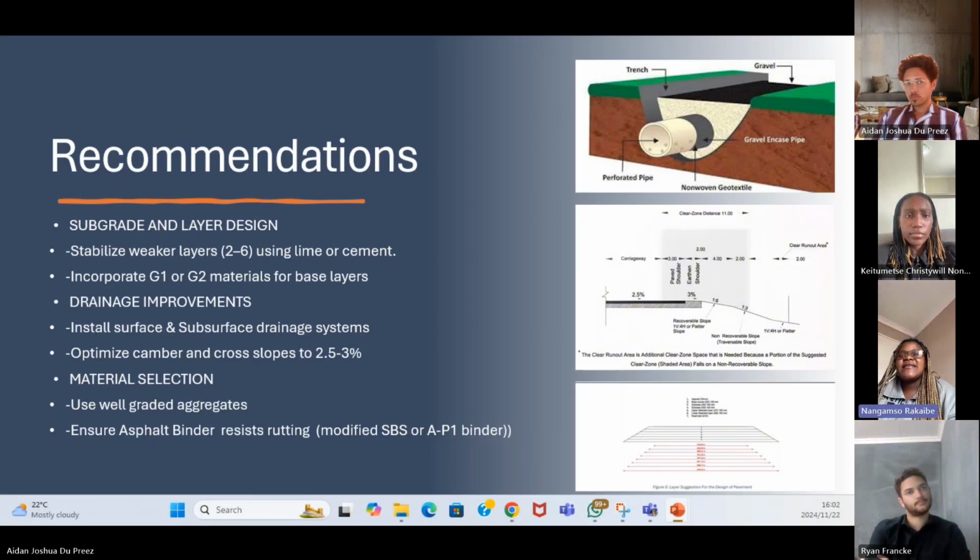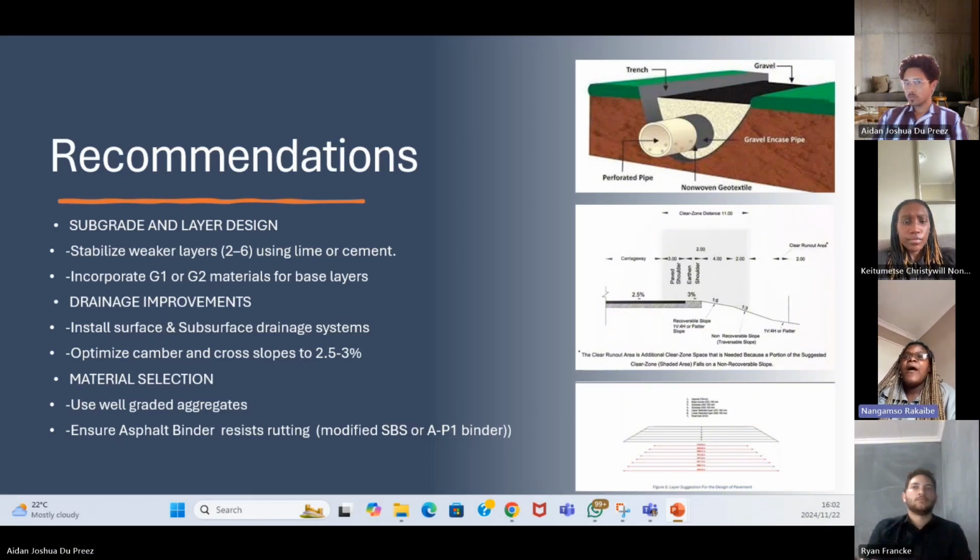The subgrade in these layers exhibits a low CBR value, indicating inadequate strength for supporting traffic loads. Stabilizing these layers will prevent differential settlement, improve the structural integrity of the pavement, and ensure uniform load distribution across the road structure.